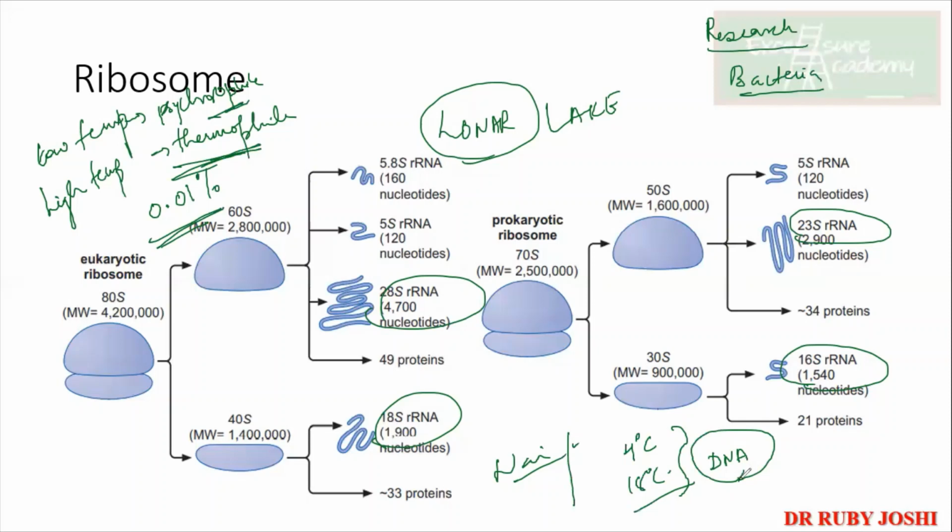Now take this DNA. Okay, what is your next step? There's something called ribotyping. What does it mean? It means you are going to use this bacterial DNA and identify the prokaryotic ribosomes. Sorry, you are going to identify which bacteria it is.